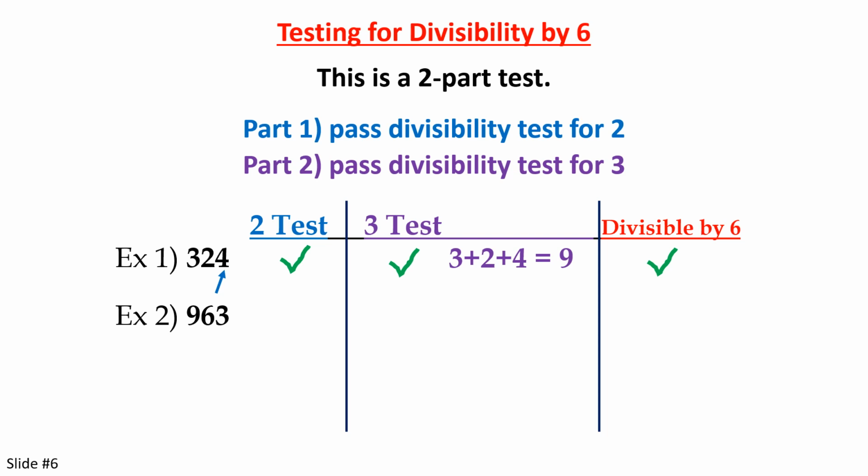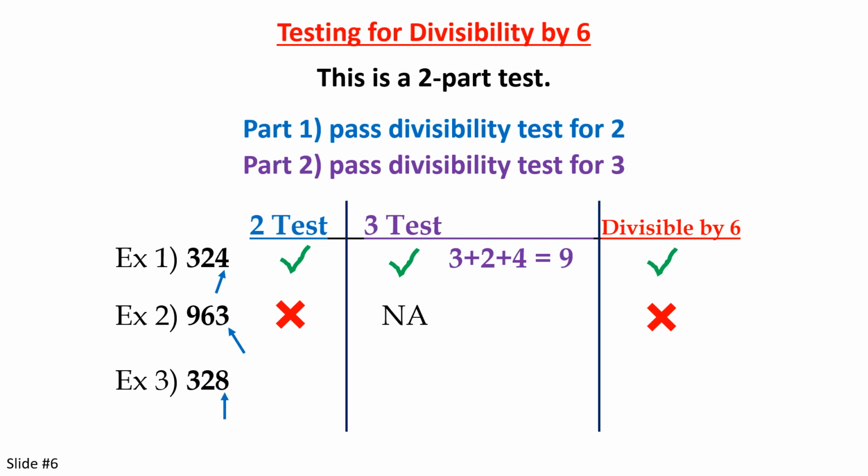963. So I'll test the 2 test. It doesn't pass. So don't even bother doing the 3 test. There's no point because we're testing for 6. It must pass both tests. So if it doesn't pass the 2 test, it doesn't matter whether it passes the 3 test or not. Hint, this one would have. But it means it's not divisible by 6 because it failed one of the tests, or both.